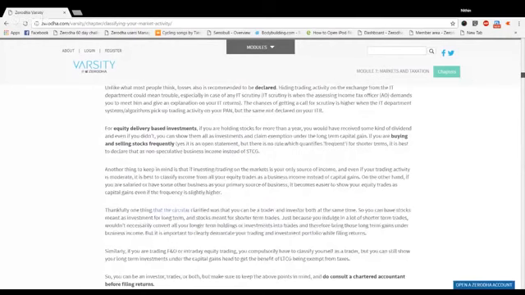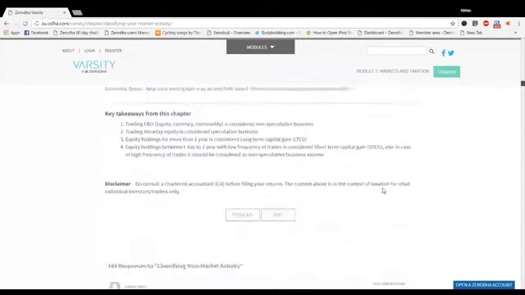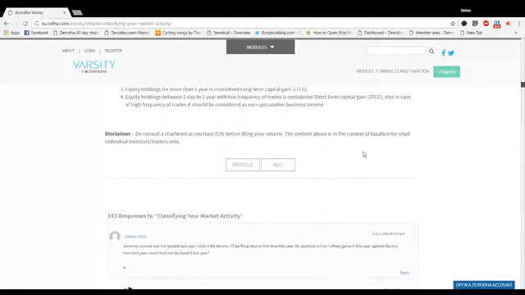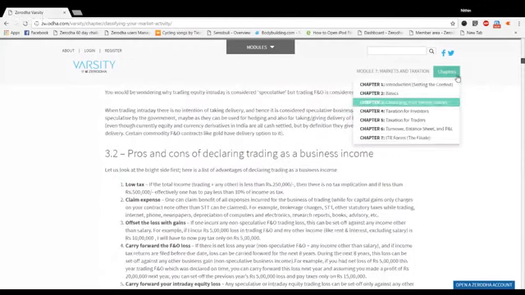What I'd also suggest is, if you have queries, go to the bottom of every chapter, and there are I think a few hundred queries at the end of every chapter, right? So this is about classifying your market activity. As I said, you can either be a trader, or an investor, or a combination of both trader and investor.